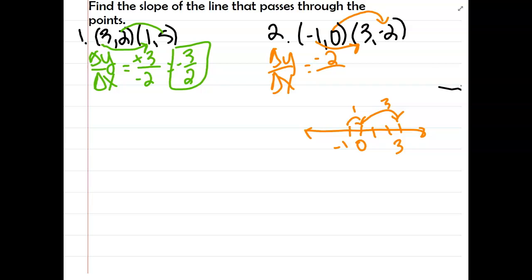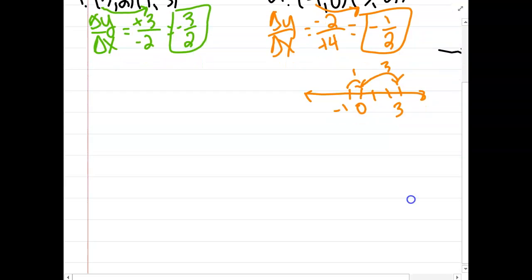So what's the distance there? 4. Remember, it's a fraction, so we want to make sure we reduce and write your answer in simplest form. So it would be a negative 1/2. Is this making sense? Okay, let's try a few more of these.